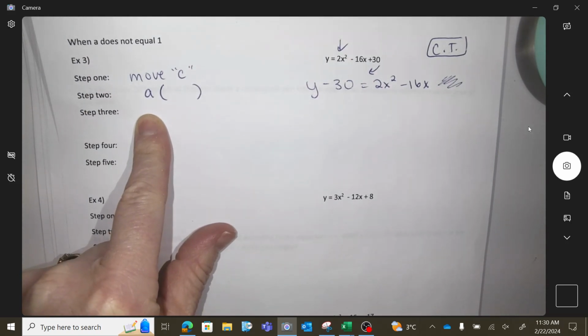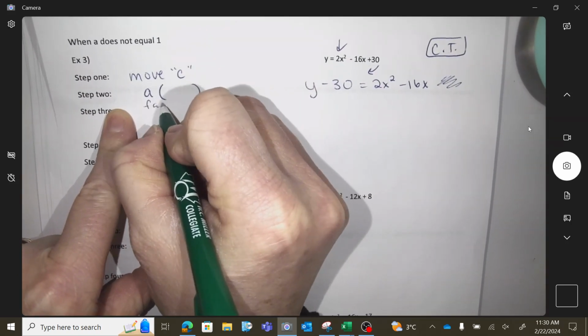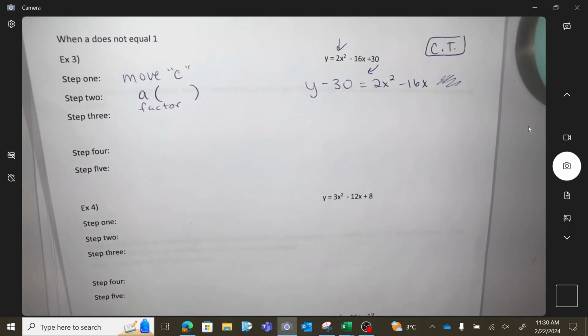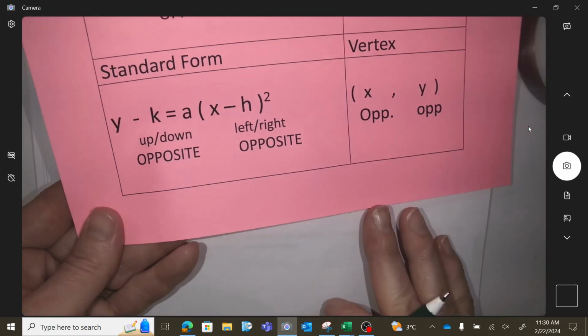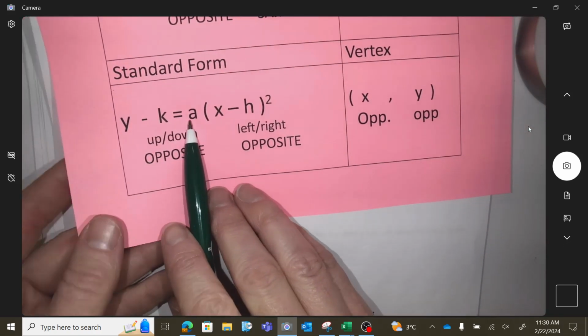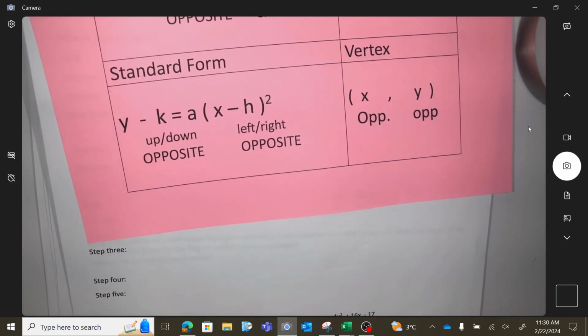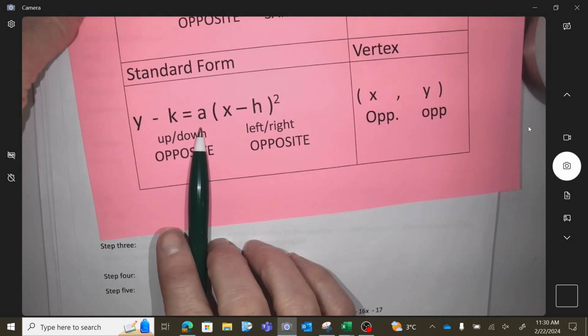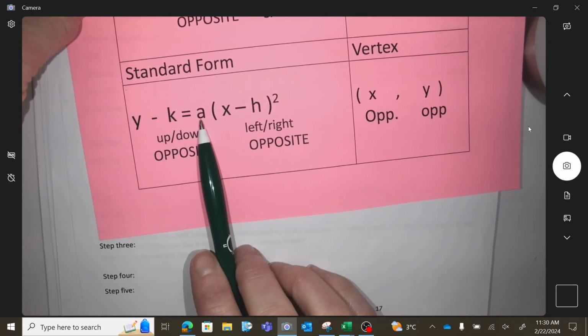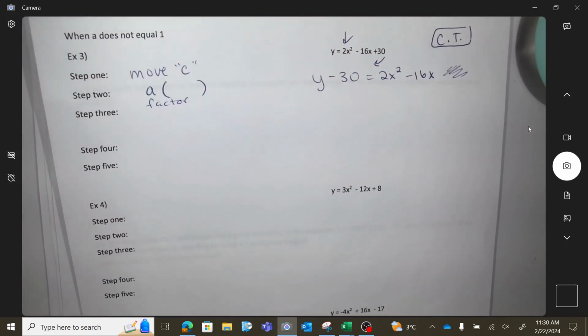So step 2 is to factor out the a. You're going to factor out the a. Guess what? It makes sense because look at my sheet. Where's the a? Outside all that other stuff. So we're going to get it out. That's what we're doing, right? So if you forget on the test, think about that formula. What's going on with the a? It's out of that stuff.